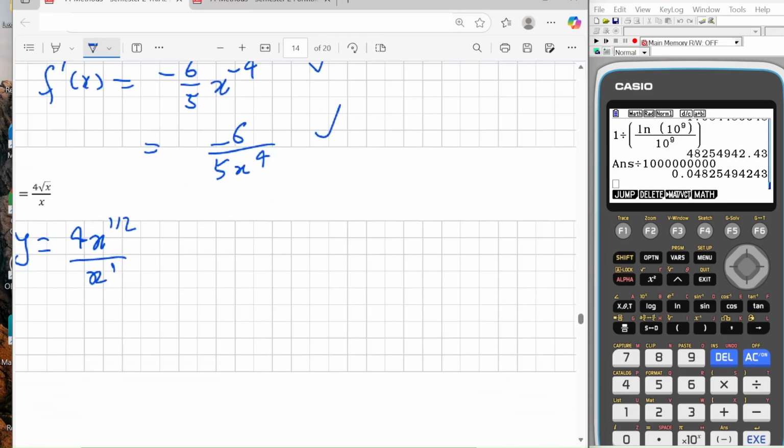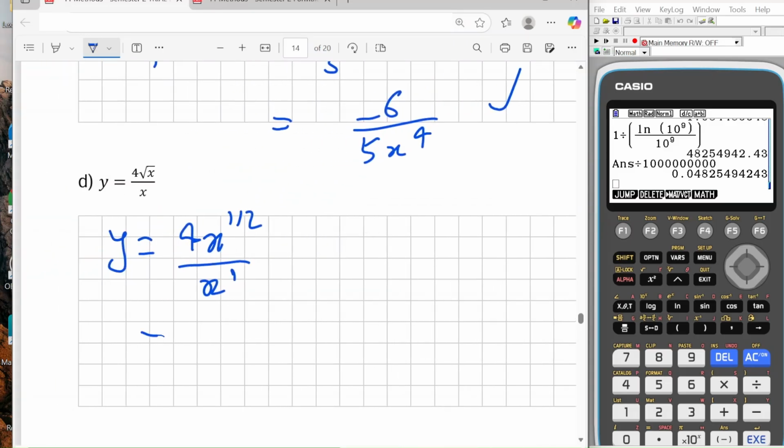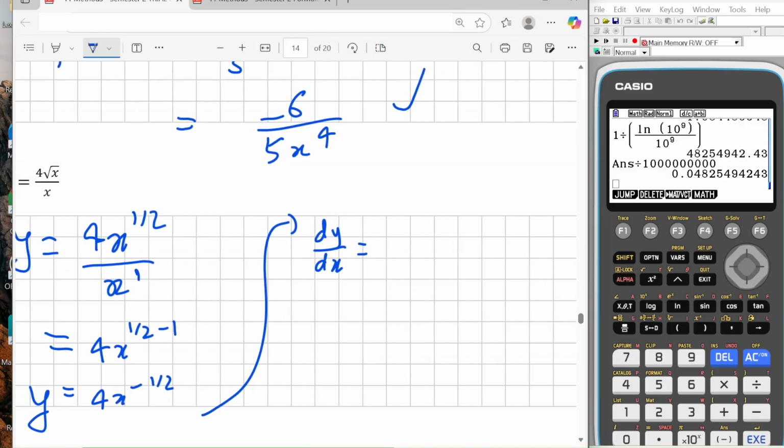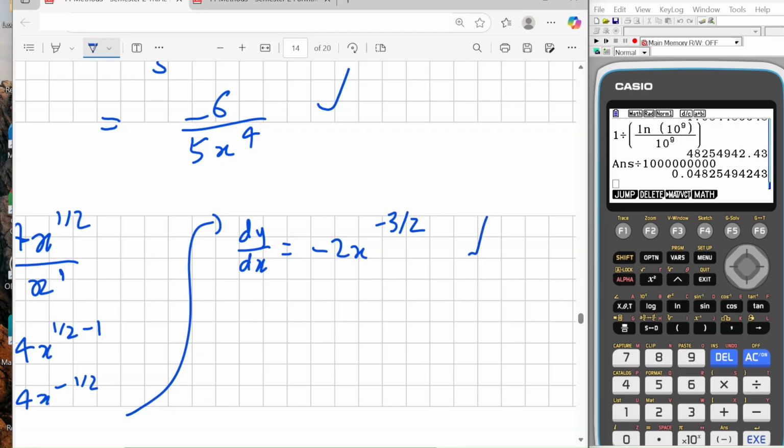So we got that. So if we look at that, we can go, that is 4x to the half minus 1. So that's 4x to the minus a half. So that's y. Now we've still got to differentiate it. dy/dx is minus a half times 4, so that's minus 2x, and it's to the minus 3 halves, so it's 1 less. Again, I'd be very happy with that as your final answer.